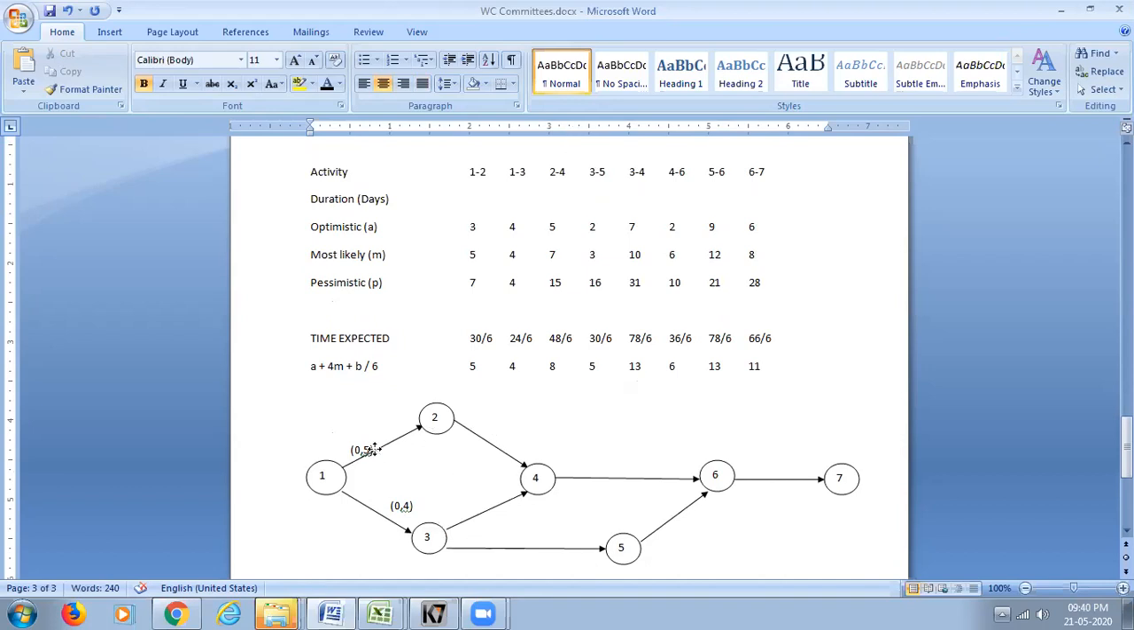See, once the 1 to 2 is completing at 5, that means 2 can start only at 5. So 5 it starts, and 8, which is 5 plus 8, 13.